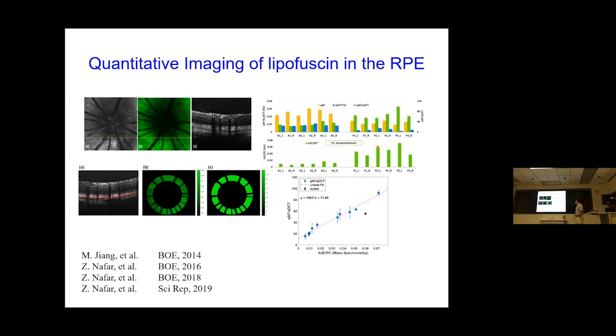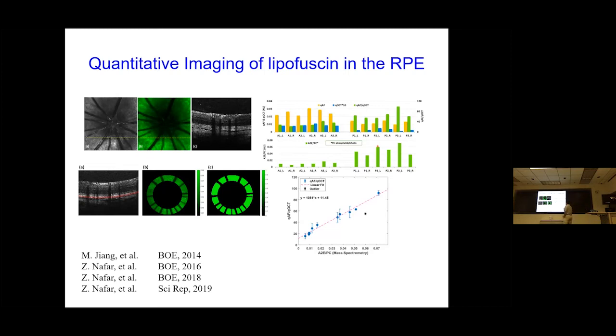These are more recent developments. We call it quantitative imaging of fusion in the RPE cells. There's a special chromophore in the retinal pigment epithelium, and this chromophore is a byproduct of the phototransduction process. So it's a biomarker for the aging process of the retina. If you can quantitatively image this molecule, possibly you can monitor the aging process of the RPE cells.